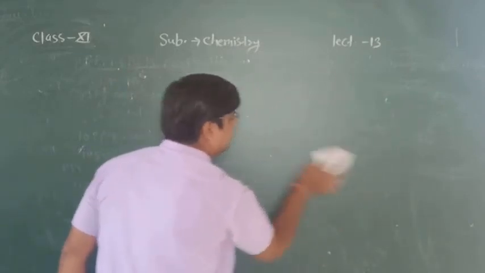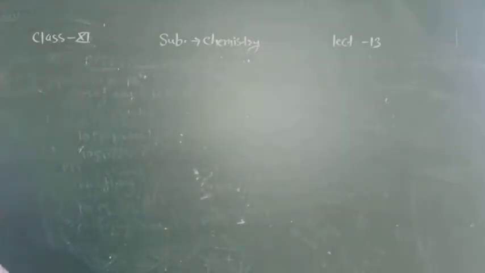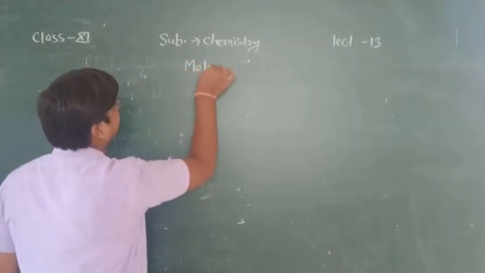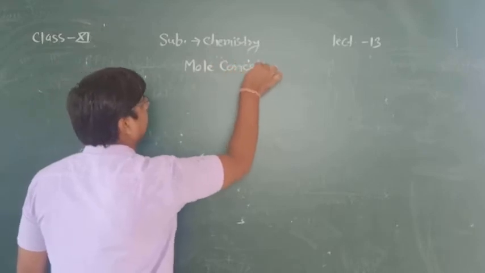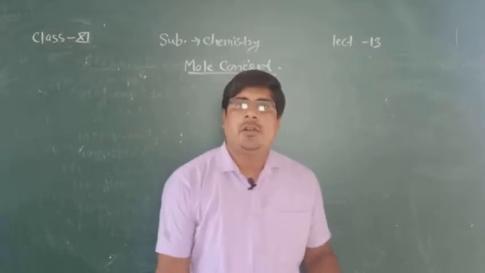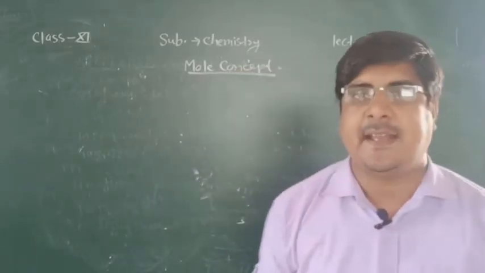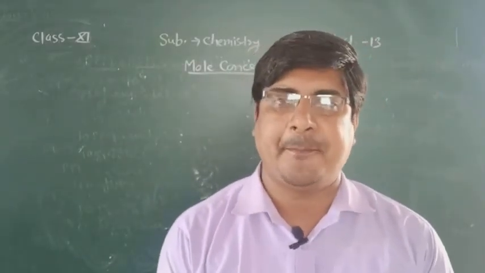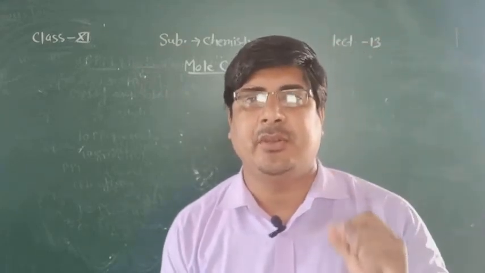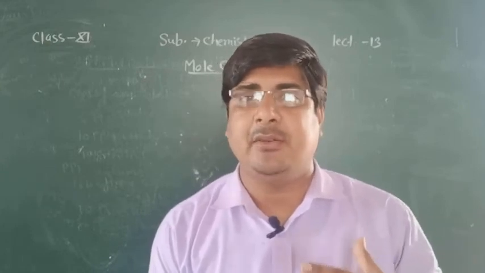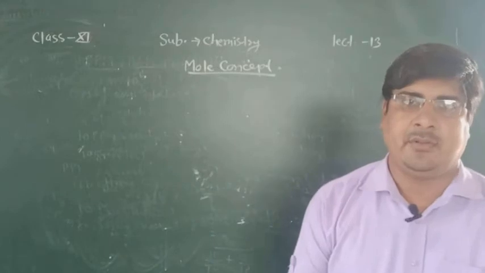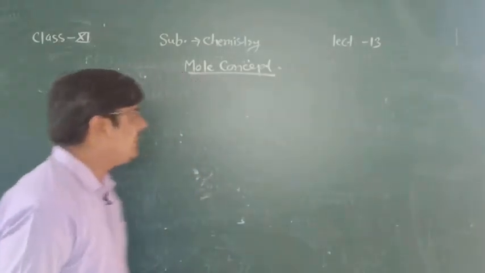Now put the heading mole concept. Mole concept. First of all, we will have to understand what we mean by mole. One mole is the chemical unit equal to the chemical units present in the isotope of carbon, C12. I am writing here the definition of mole.